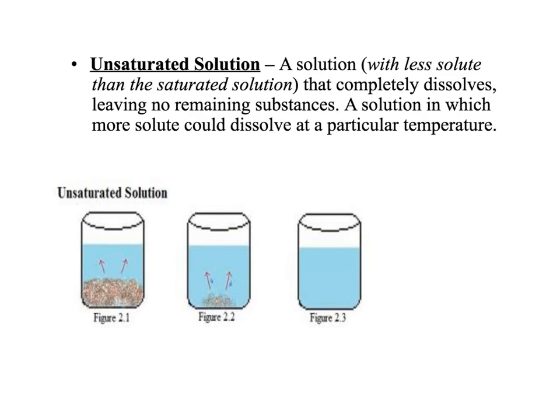This is a solution that completely dissolves, leaving no remaining substances. A solution in which more solute could dissolve at a particular temperature. So if you use the same example, you could see in the third jar that it's as if there's no solute, because all the solute has dissolved and the solvent still needs more at the same temperature.